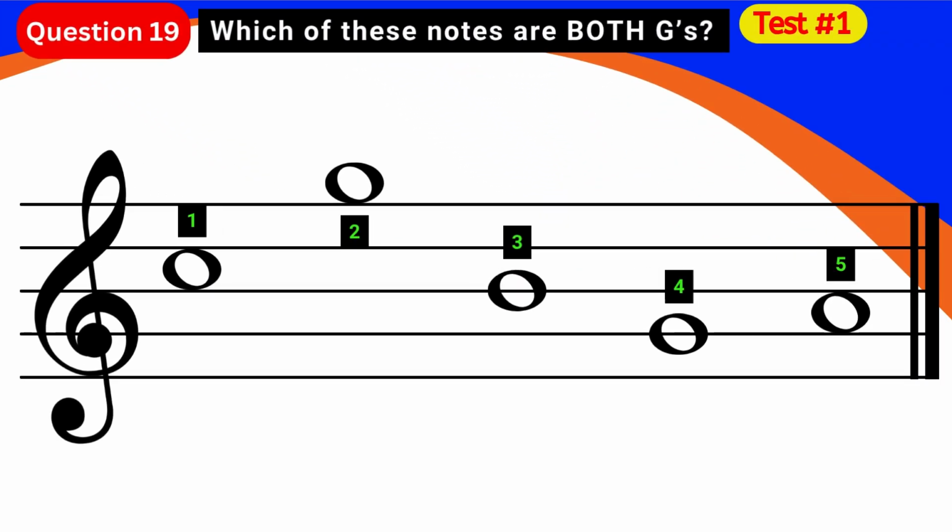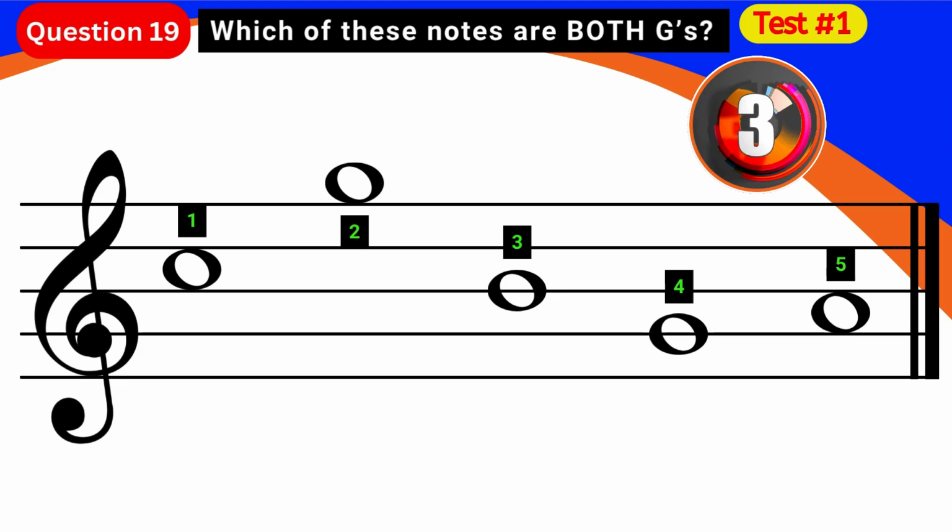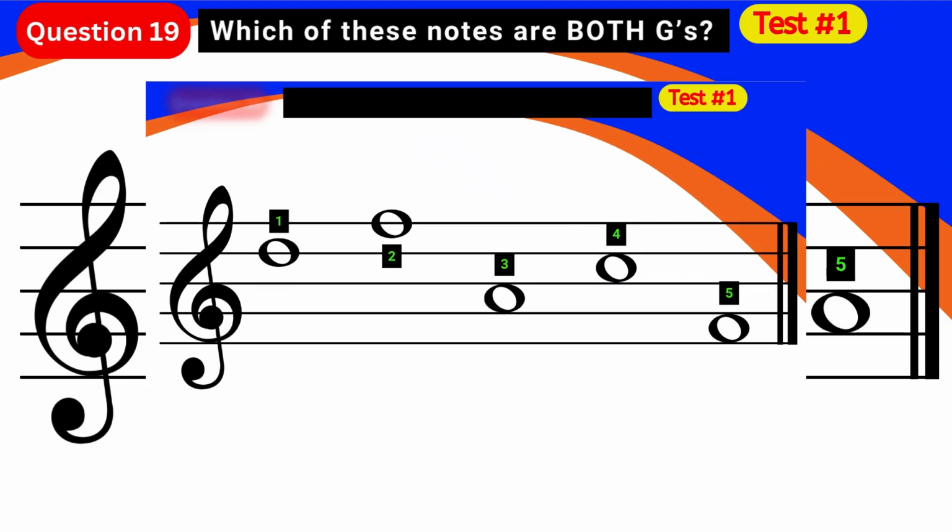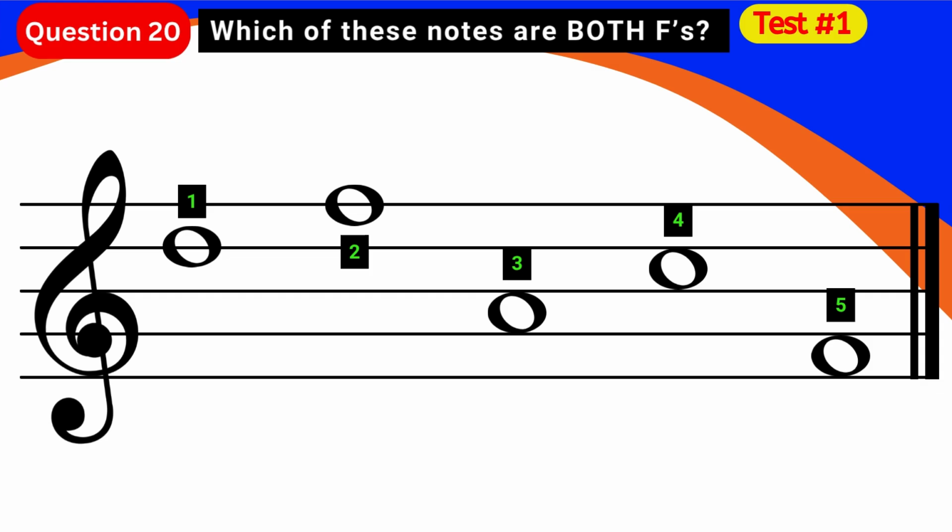Question 19. Which of these notes are both G's? Number 1, 2, 3, 4, or 5? Question 20. Which of the notes below are both F's? Number 1, 2, 3, 4, or 5?